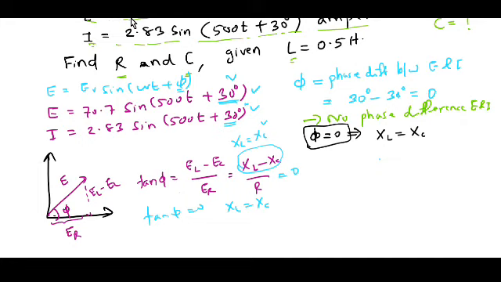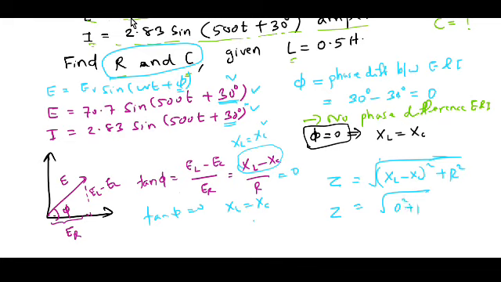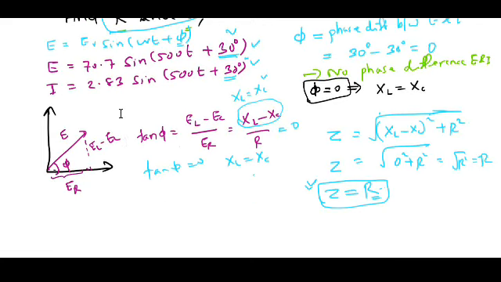Then our aim is to calculate the resistance and the capacitance. When XL is equal to XC, what was the impedance? That was the root of (XL minus XC) whole square plus R square. When XL is equal to XC, this is the root of 0 square plus R square, that is root of R square, which is nothing but R. So Z is equal to R. The value of the impedance is nothing but the value of the resistance in the circuit.